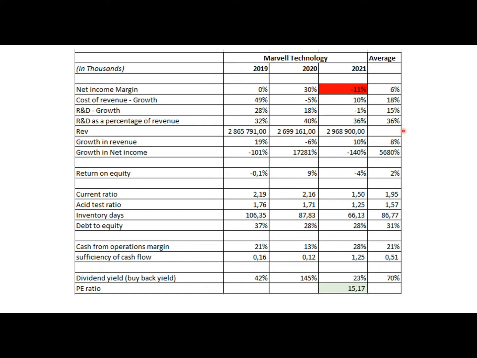But anyway, like I said, COVID can be blamed to a degree, but I would have expected a bit of a better performance. All right, so growth in net income, dismal. I mean, it's at a negative 140.